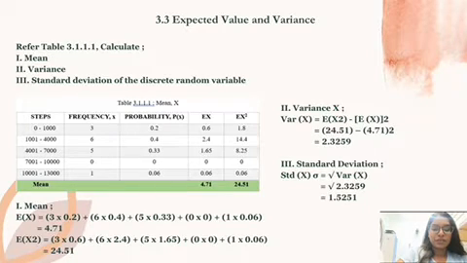EX value. So we can get the 24.51 value. The second step is variance. Variance is 24.51 minus 4.71 squared. So we can get the 2.3259 value. And then for the standard deviation, we need to square root the 2.3259 value. So the final answer is 1.5251.